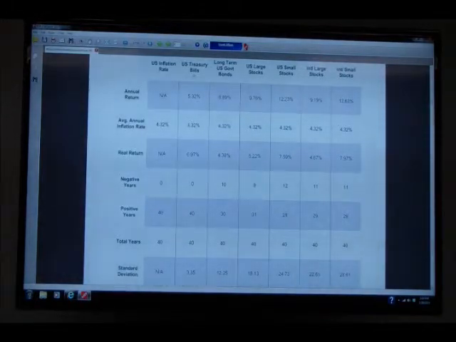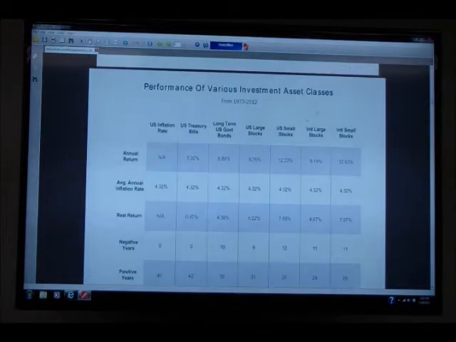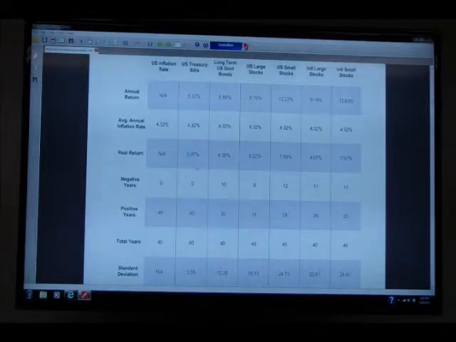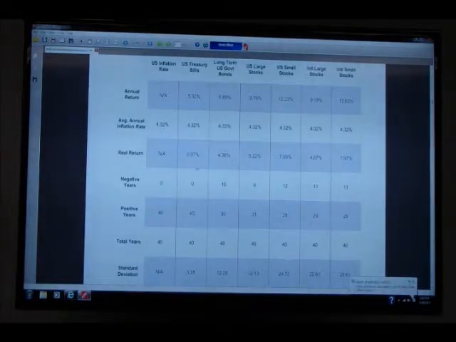So what we're looking at is we have U.S. Treasury bills, long-term U.S. bonds, U.S. large and small stocks, international large and international small. These are the historical asset class returns over the 40-year period from 1973 to 2012. A fairly long period to have a reasonable amount of confidence that the risk numbers and the expected returns for those risk numbers are going to be relatively within reasonable proximity, for lack of a better term.